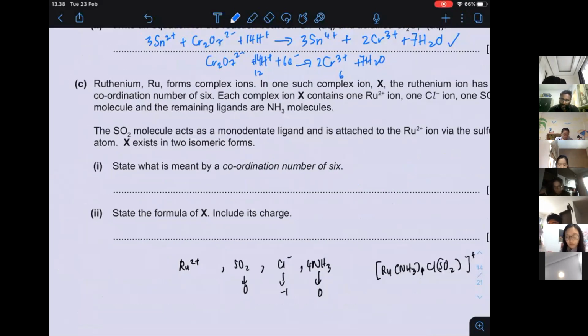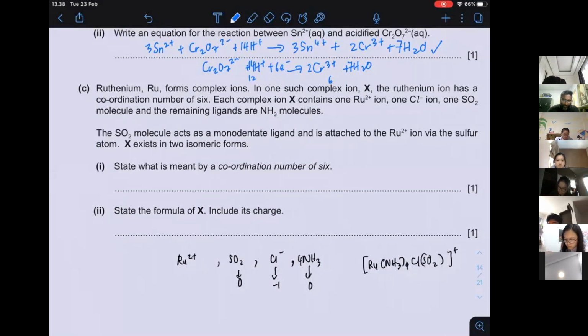Now, ruthenium forms complex ions. In one such complex ion, X, the ruthenium ion has a coordination number of 6. Each of them has Ru2+, Cl- ion and one SO2 molecule. They already give you a hint: this is a molecule, so it is neutral, and the remaining ligands are ammonia, also a neutral molecule. The SO2 molecule acts as a monodentate ligand, so only one coordinate bond. It is attached to the Ru2+ ion via the sulfur atom, which means the sulfur gives the lone pair of electrons to be bonded.